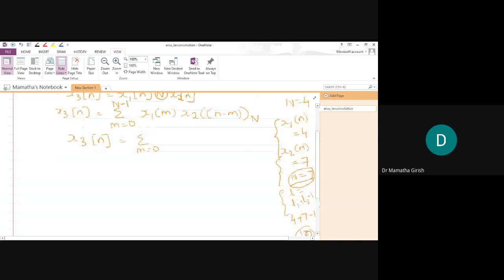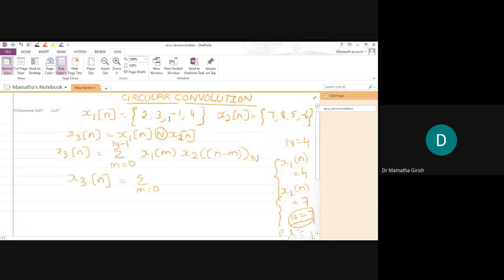Clear? So in the present context, the length of sequence 1 is 4, the length of sequence 2 is also 4, so no issues. The value of n is 4. 4 minus 1 is 3. x1 of m into x2 of n minus m modulo 4. Now we should proceed.